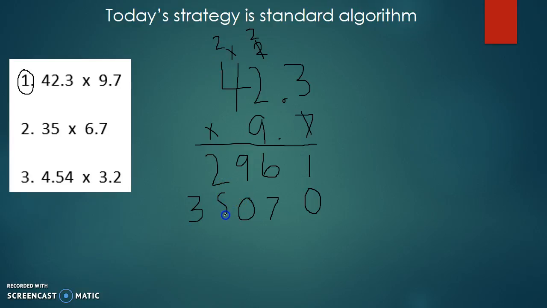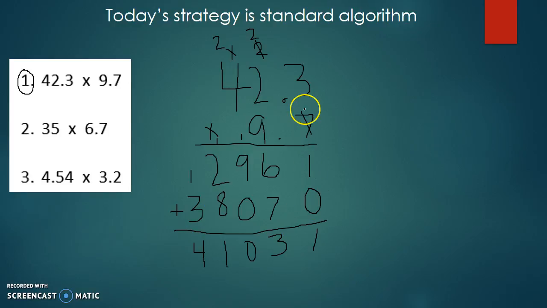Notice when I put my 38, then my 8 goes up under my 2, and my 3 goes out to the side. Now I'm going to add both of my partial products together. 1 plus 0 is 1. 6 plus 7 is 13. I put my 3, regroup my 1. 9 plus 0 plus 1 is 10. Put my 0, regroup my 1. 8 plus 2 is 10, plus 1 is 11. I put my 1, regroup my 1. 1 plus 3 is 4.